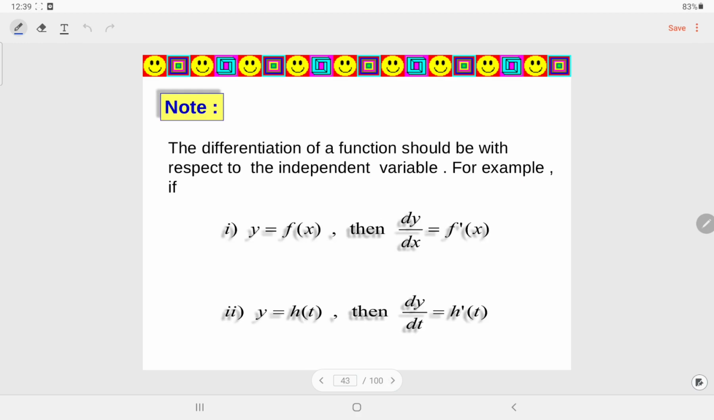The differentiation of a function should be with respect to the independent variable. For example, y equal to f of x, then dy over dx is equal to f prime of x. Second one, y equal to h of t, then dy over dt equal to h prime of t.